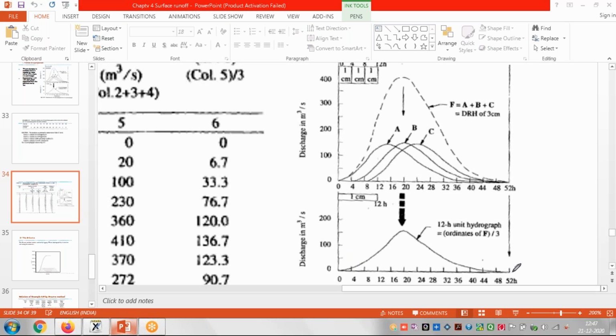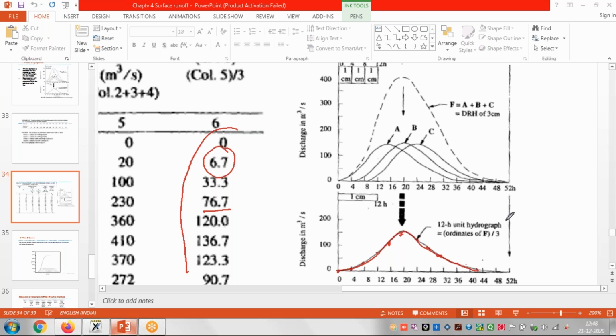We will take the time on the x-axis as 0, 4 hour, 8 hour, 12 hour, 16 hour, 20, then 24, and we will go up to where the ordinate ends. At 0 it is 0, then at 4 hour it is 6.67. Then after 8 hour this is 33.3. Then after 12 hour it is 76 point something. And likewise, we will plot these points on the graph and draw the graph.